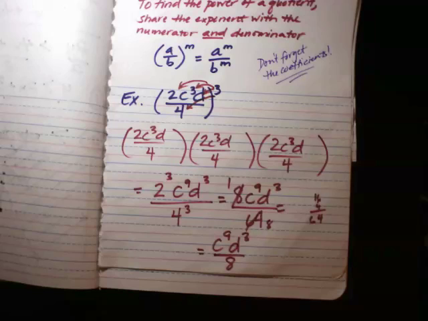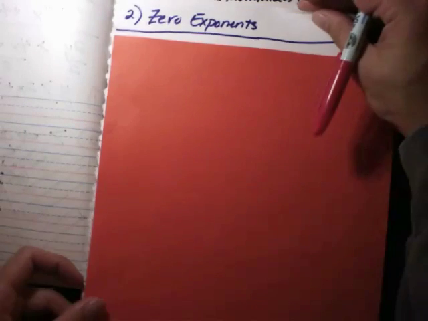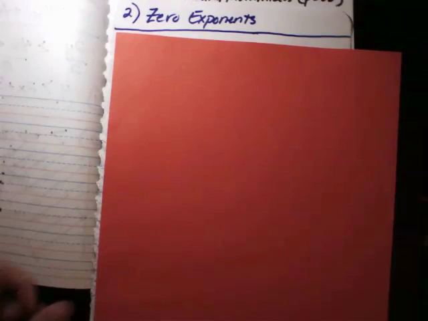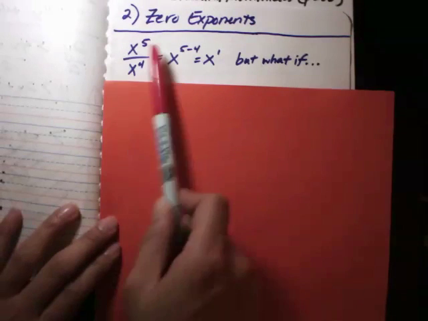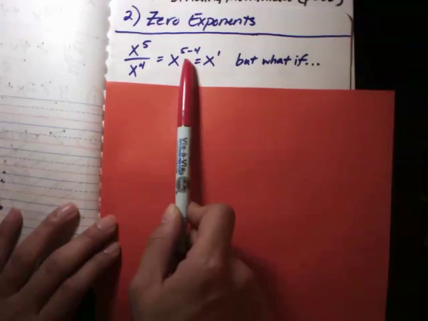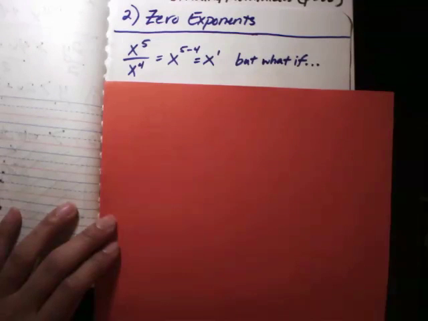All right. So the second concept that we want to address is the concept of zero exponents. What happens when your exponent is a 0? Earlier we talked about dividing with exponents. So if you have x to the 5th divided by x to the 4th, you subtract the exponents, you get x to the 1st, that's wonderful.